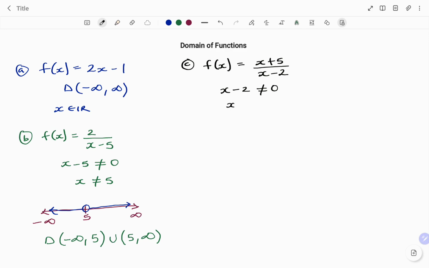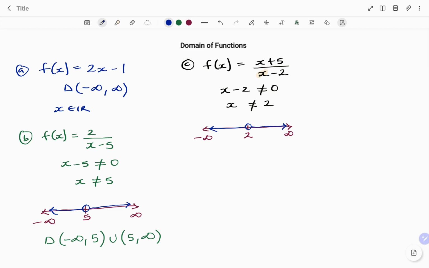Solving, I have x must not be equal to positive 2, because if I slot in positive 2 as a value of x for my denominator, I have 2 minus 2, which is 0. So putting that on a number line, I have 2, I have to negative infinity, and to my right, positive infinity. So because 2 is not included, I'm going to have an open circle on 2, and then I have values to the right and values to the left.